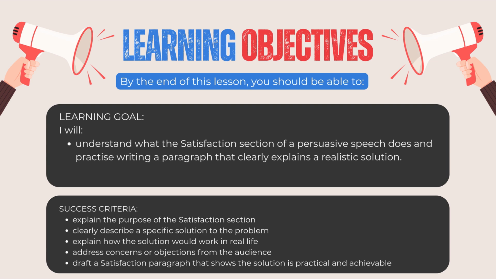So, making sure that you are clearly describing a specific solution. You then need to explain how that works in real life. You need to address those concerns or objections, and you need to show that the solution is practical and achievable. So notice something important there. This section is not an emotional persuasion, it's a logical persuasion. We're using our logos here. You are moving from pressure to practicality, from fear to feasibility.